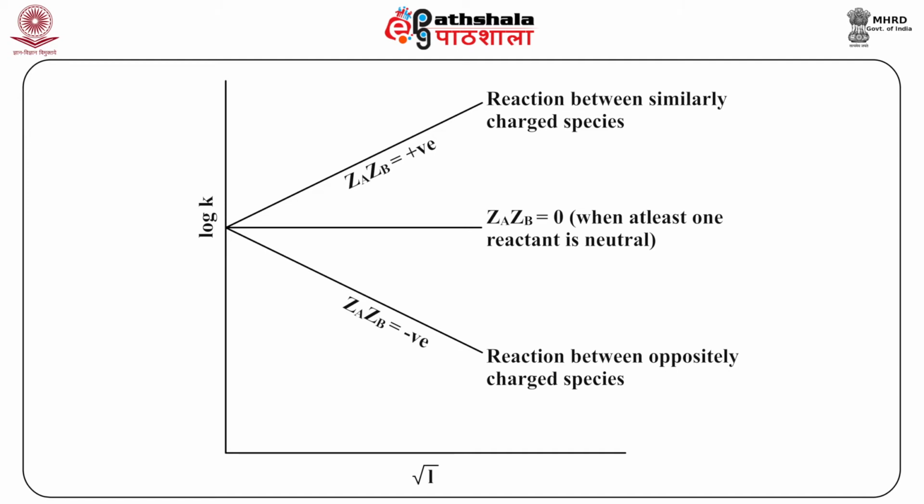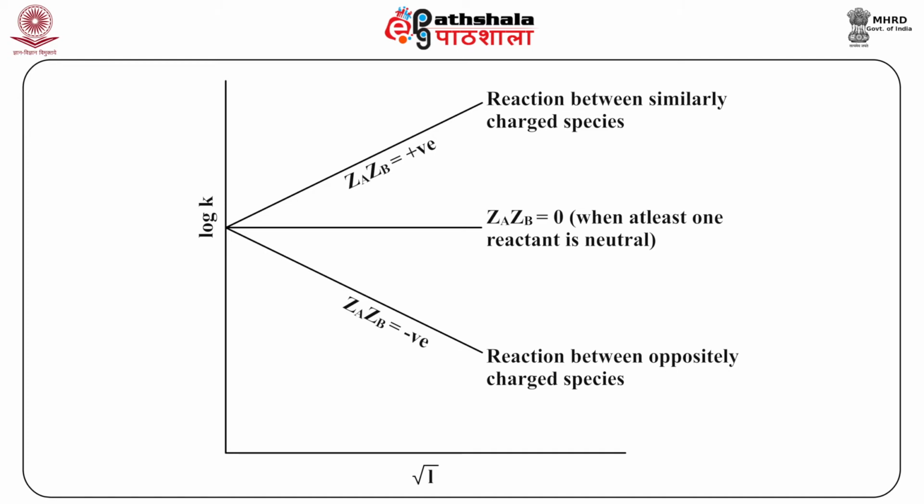The graph is there on your screen and as you can see, the sign of Za Zb determines the direction of slope. If one of the reactants is a neutral molecule, Za into Zb is 0 and the rate constant is expected to be independent of ionic strength. So, we obtain a straight line as shown in the graph. However, if the reactions involve similarly charged ions, Za Zb will be positive and the slope of the straight line will be positive. That is, the rate of reaction will increase on addition of an electrolyte.